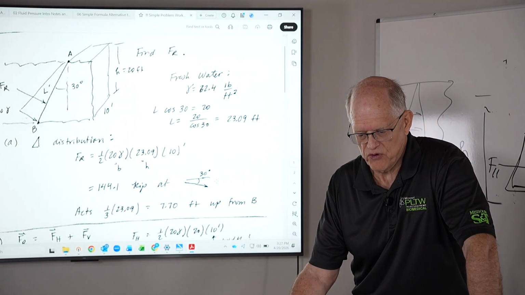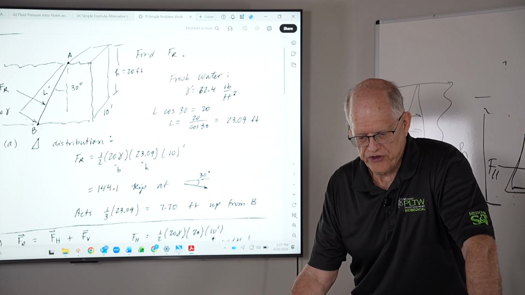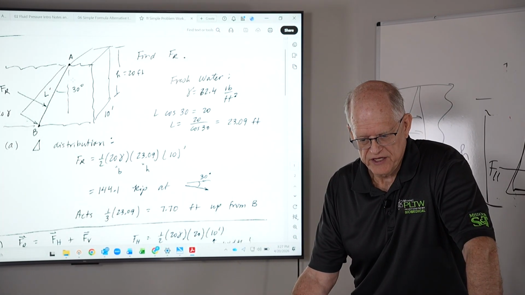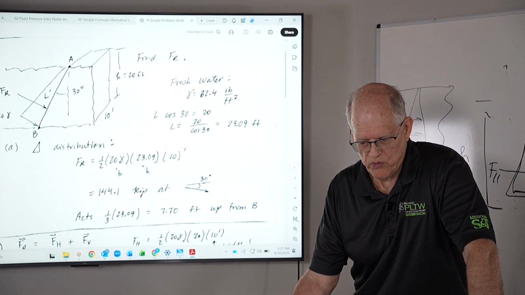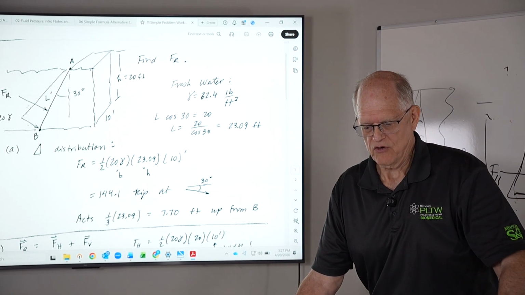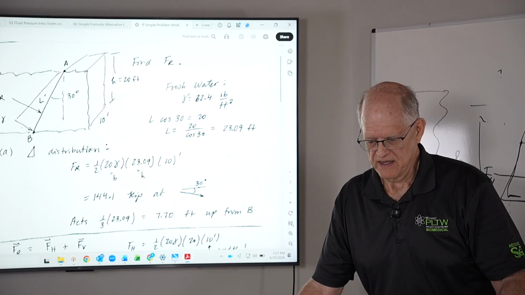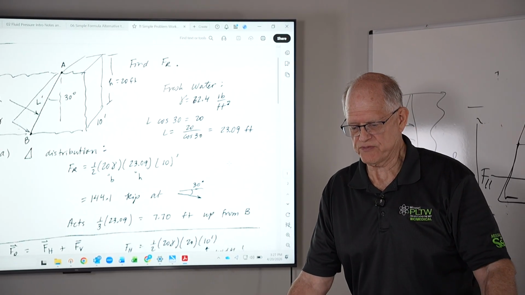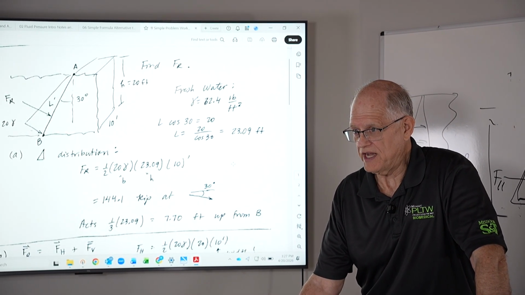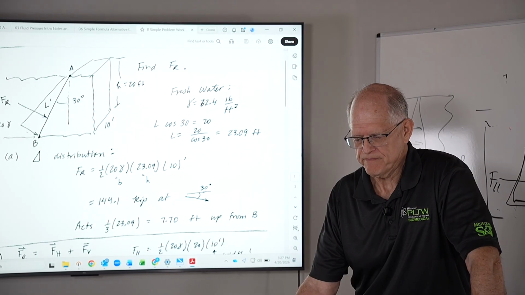30 degrees below horizontal. And it acts 1/3 of the way up from B. So if this length here is 23.09 feet, 1/3 of that is 7.7 feet. And so that's a great way to work this problem. Questions on that? Pretty straightforward.